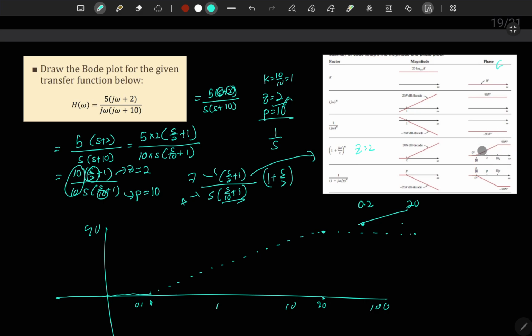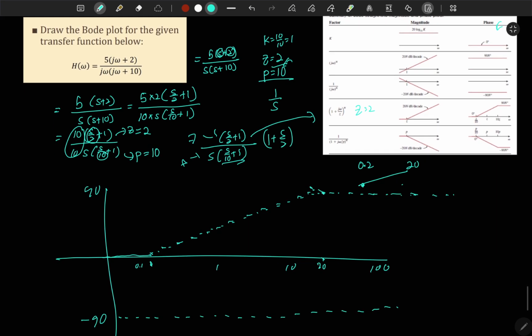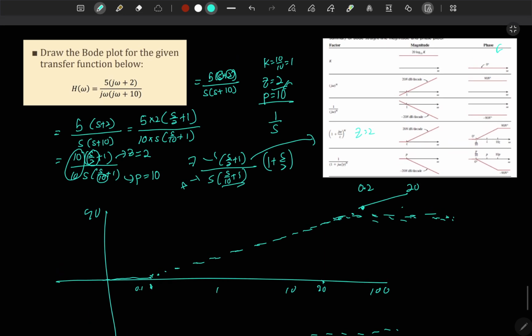Okay, so we have completed it. I'll just make it clear. Okay, 20 was here, so 20 was here, so our slope would be something like this. Okay, it's more visible now. We have completed our zero.